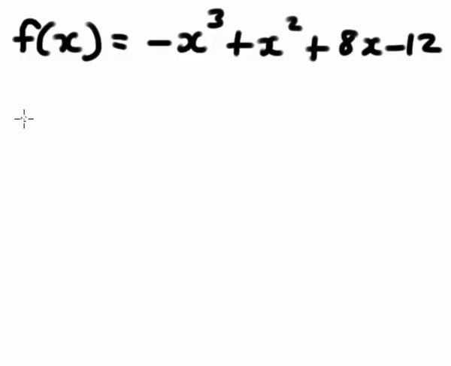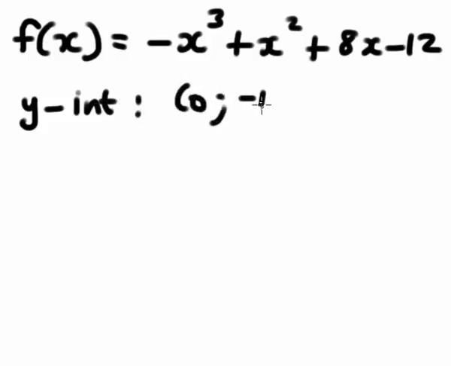Alright, now what I want to do to sketch it, I'm going to start off with the y-intercept. And as you probably gathered, if x is 0, y will be negative 12. It's the little number at the end here because all the x's go to 0. Now again, the x-intercepts, I think we're going to need to use the smiley face.